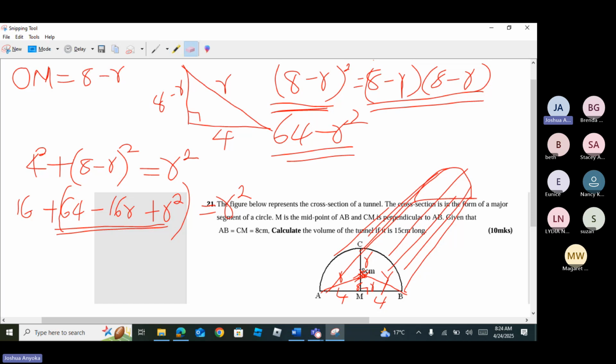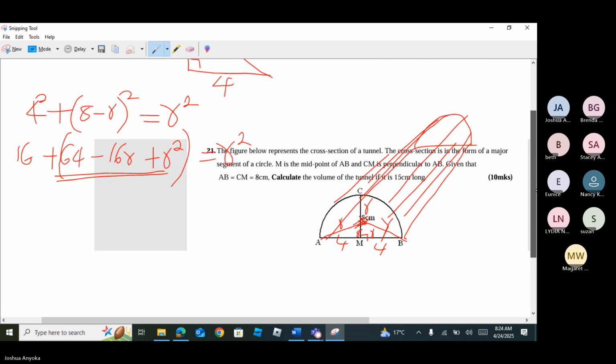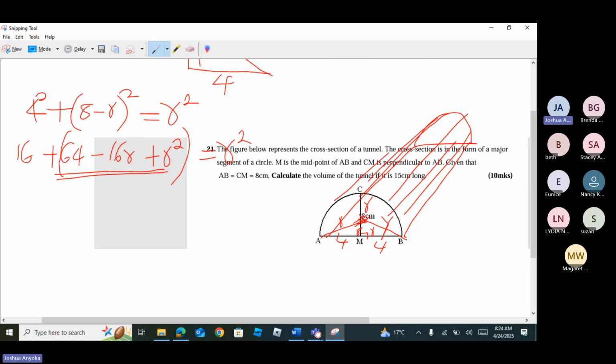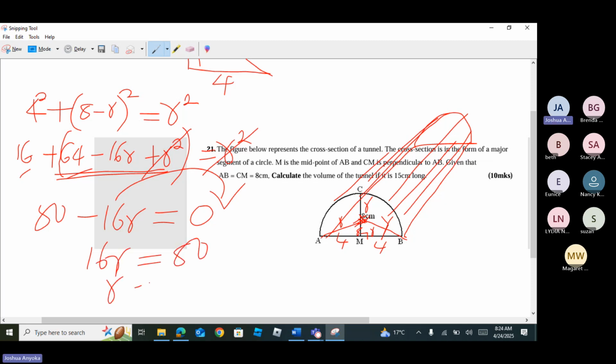So let's expand quadratically. If we add, 16 plus 64 is 80 minus 16r. This R squared and this R squared will cancel. If we take them to the other side, equals 0. Take this one to the other side, 16r is equal to 80, and r is equal to 5 centimeters.